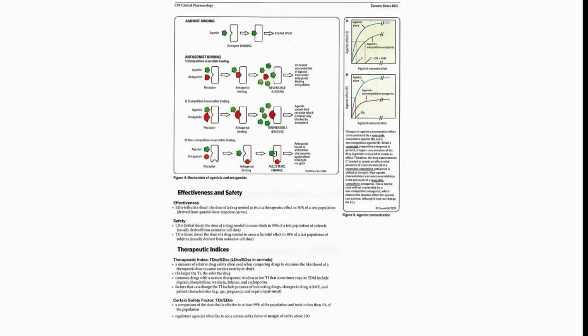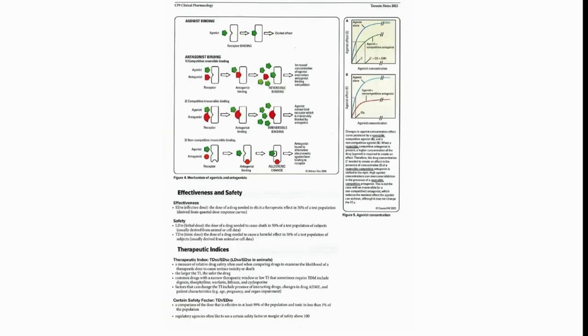Clinical importance. Understanding these graphs is essential clinically. Ask yourself, can increasing the agonist dose overcome the antagonist? If the answer is yes, the antagonist is competitive and reversible. If the answer is no, the antagonist is likely irreversible or non-competitive.